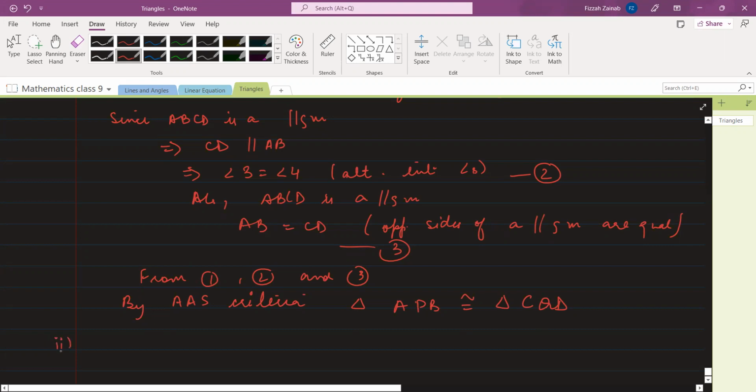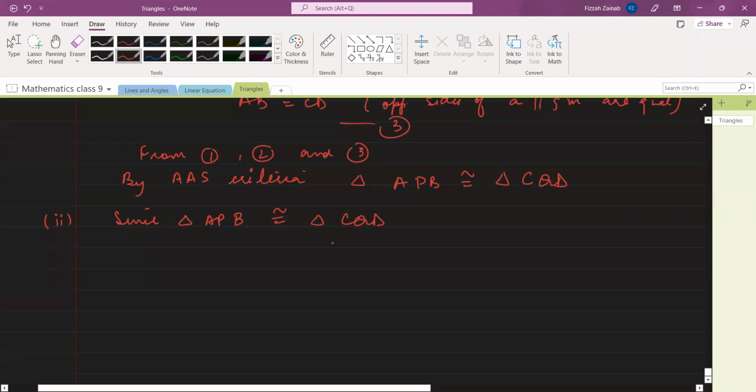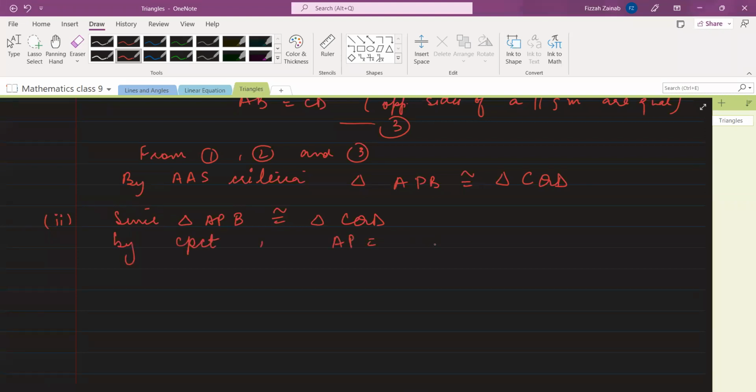Now the second part. Because the triangles are congruent, by CPCT we can say, since triangle APB is congruent to triangle CQD, that AP is equal to CQ. You know what AP and CQ are? This was the diagonal. So this is AP and this is CQ, right? So this is by CPCT. This question was easy.